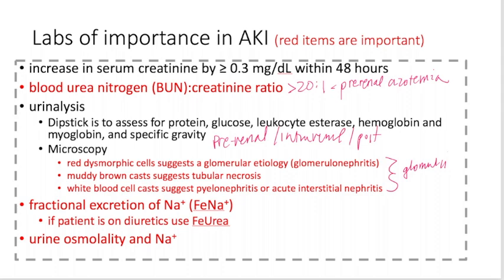The other thing that we would look at is fractional excretion of sodium. If it's less than 1%, then we think pre-renal azotemia. Your urine osmolality and sodium concentrations are also going to give you a lot of information.